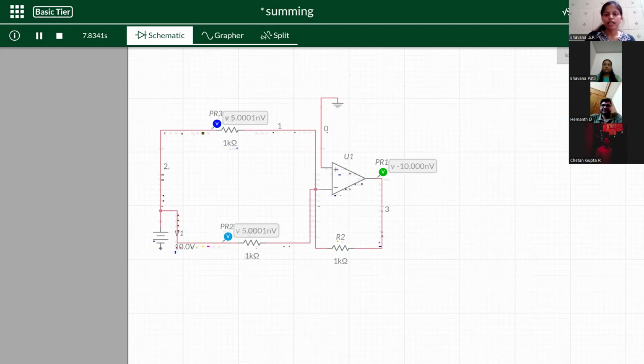The output is taken after a feedback resistor, also 1 kilo ohm, and the simulation shows the expected near zero output voltage when both inputs are the same. This validates the circuit's ability to reject common mode signals, essential for accurate signal processing in noisy environments.